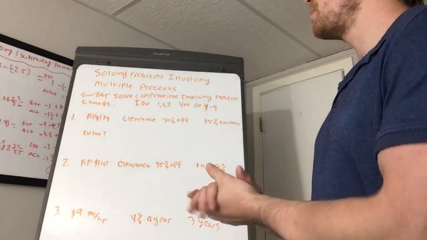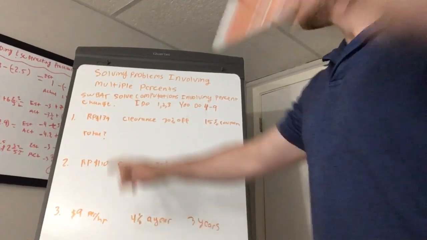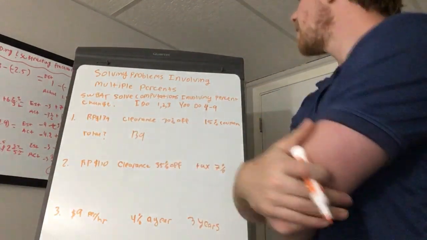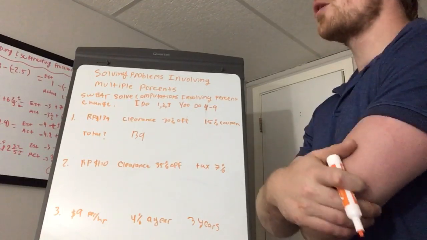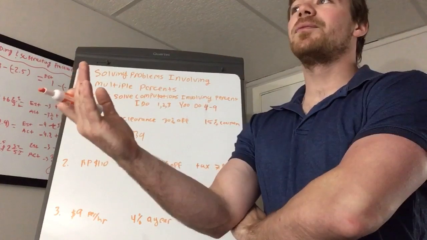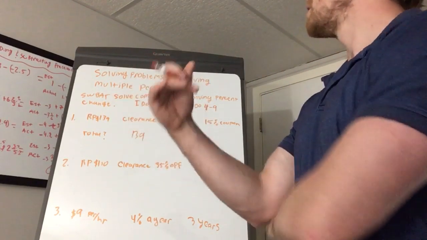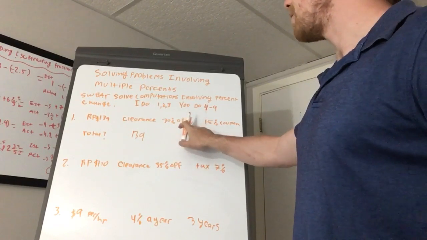So how I set it up is, what's the regular price? Regular price is $139. So there's $139, right? Then it says that clearance is 30% off. So is it going to cost more or less? Well, obviously clearance, with it being 30% off, means that it's going to be a percent decrease, which means it's going to be 30% down.